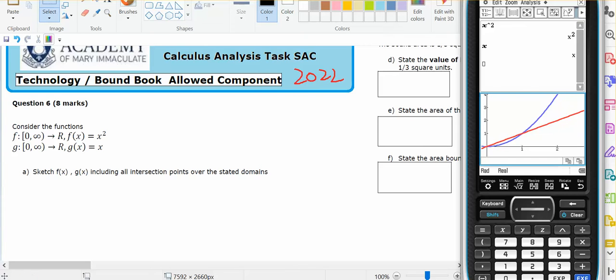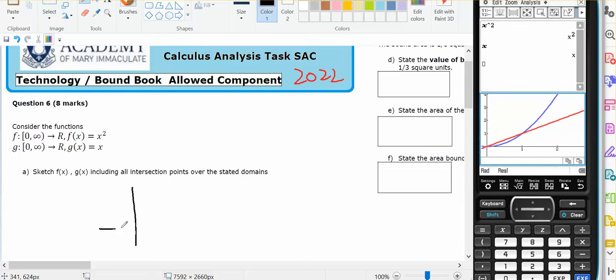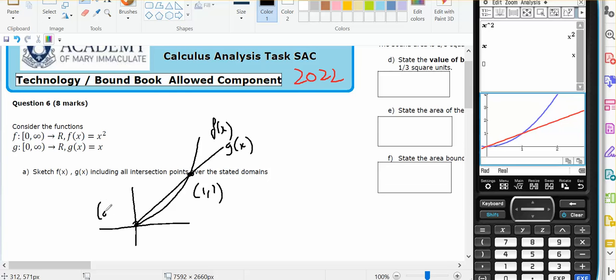So my graph's going to be, and that's going to be f of x, and this one's going to be g of x, and that's going to be at 1, 1, that's going to be at 0, 0, and that will get full marks.